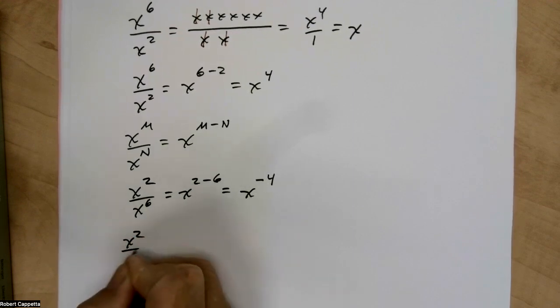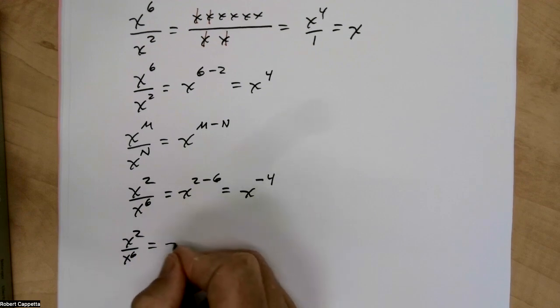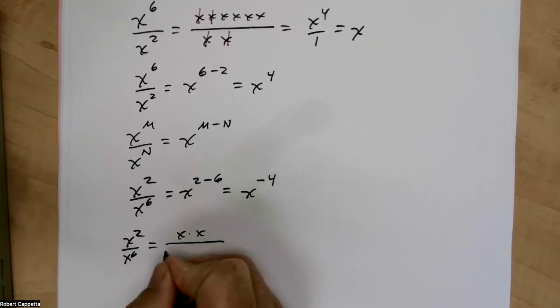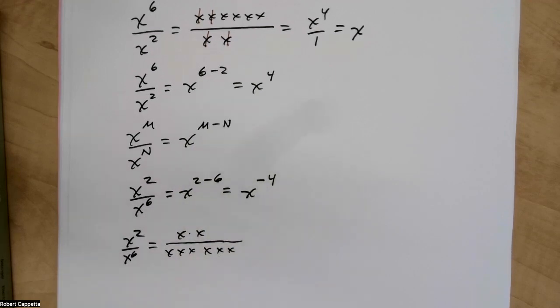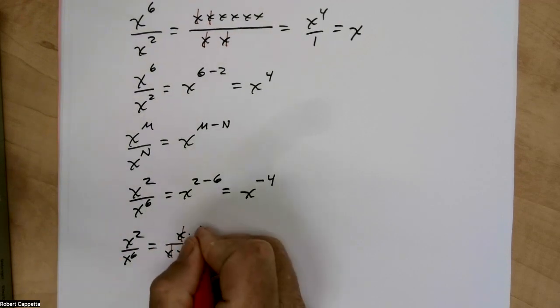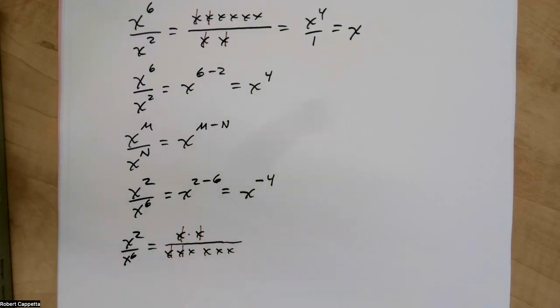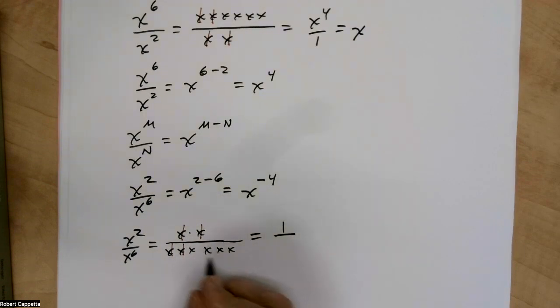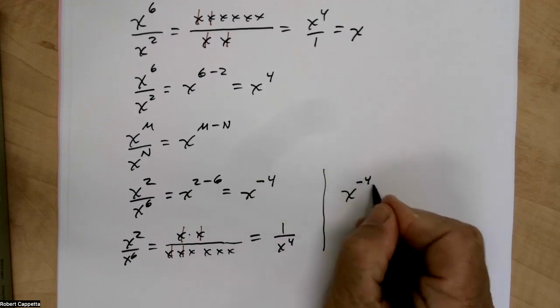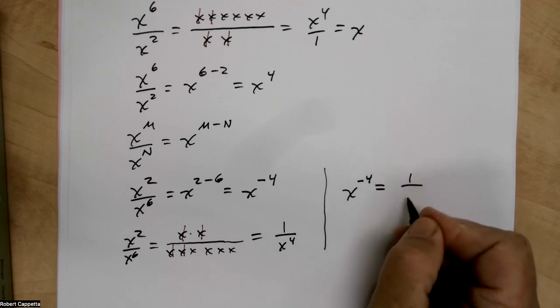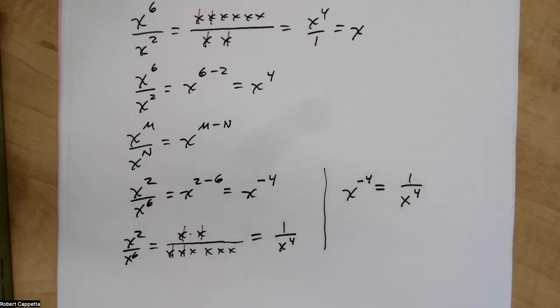Well, again, x to the second over x to the sixth means x times x over x times x times x times x times x times x. And what divides out? x over x, same as 1 over 1. What's left upstairs? 1 over 1 times 1 times x, so 1 over x to the fourth. So that reminds us of our negative exponent property. x to the negative fourth is 1 over x to the fourth. That's what that means. So those are our basic rules, and we're going to use those to evaluate some concepts.